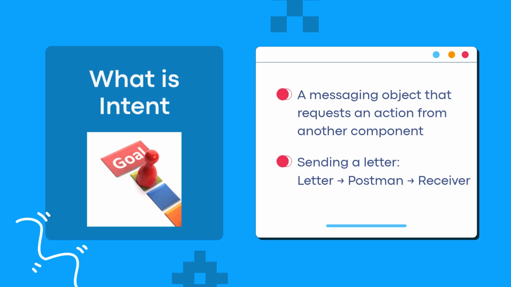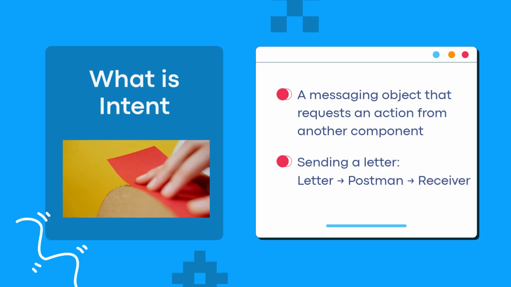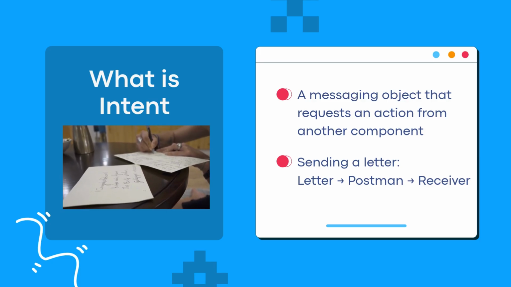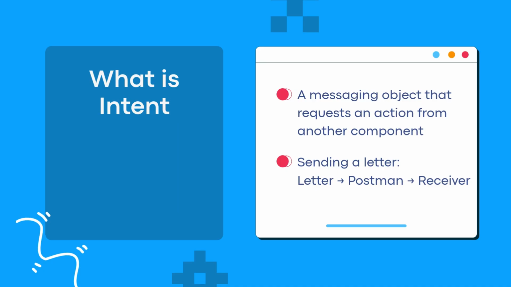So, in simple words, what exactly is an intent? An intent is a messaging object used to request an action from another app component. It's the glue that connects our different activities. Think of it like sending a letter. You write a letter that says what you want to do and where you want to go. The Android system then acts as the postman, delivering that letter and making sure the action happens.